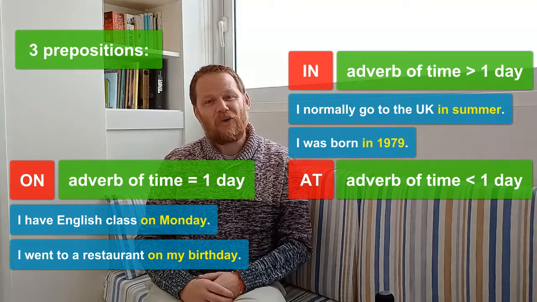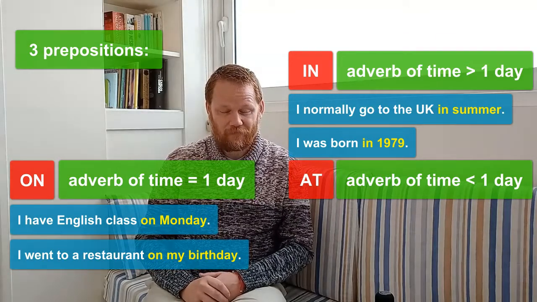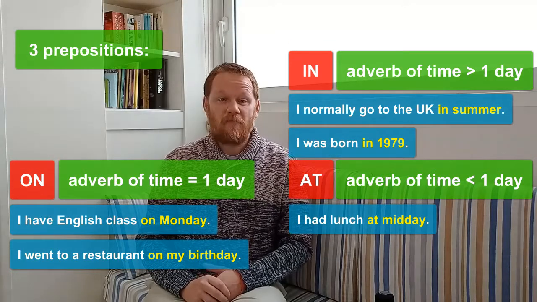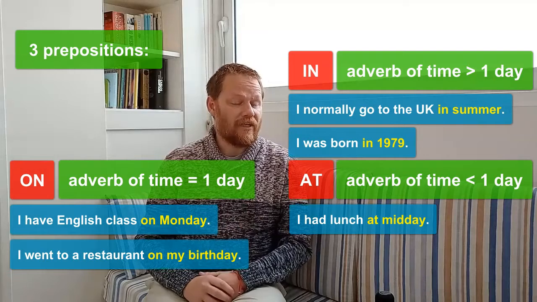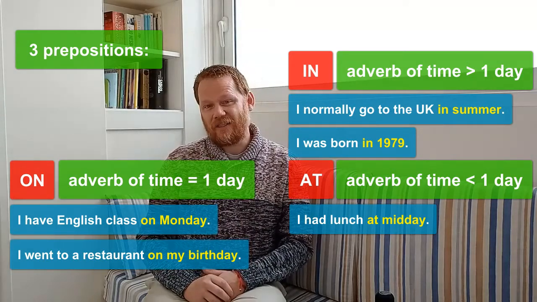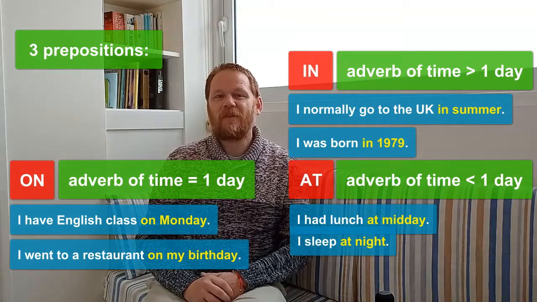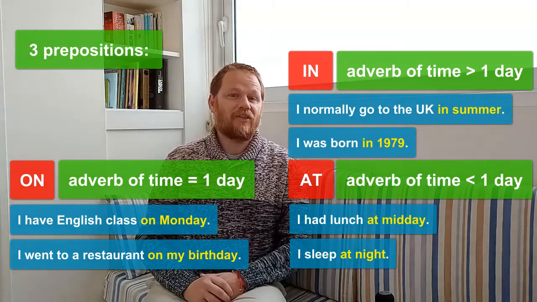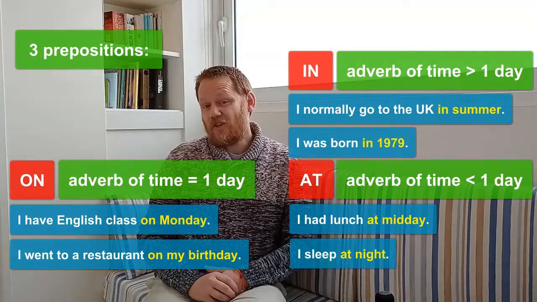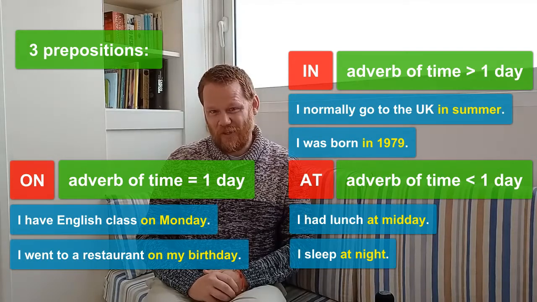Okay. Now, lastly, let's have a look at the preposition at. Okay. I had lunch at midday. Midday is less than 1 day, so we use the preposition at. Okay. At midday. Another example. Okay. I sleep at night. So night obviously is less than 1 day. So we use the preposition at, okay, at night.